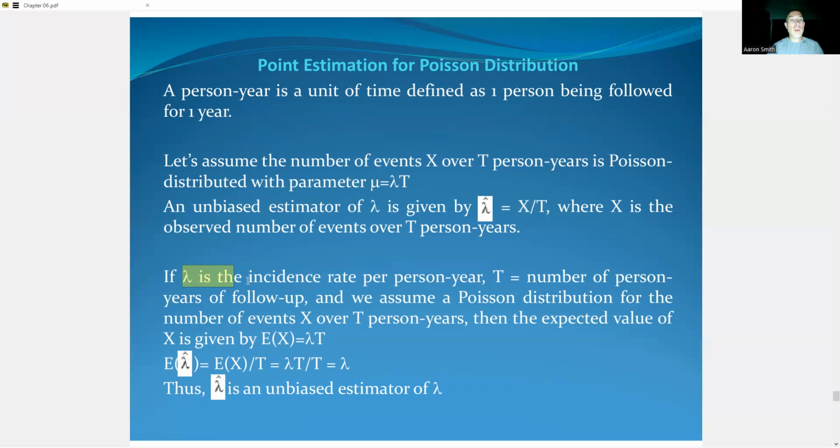If mu is the incidence rate per person year, T is the number of person years of follow-up, and we assume a Poisson distribution for the number of events X over T person years, then the expected value of X is lambda times T. That shouldn't be surprising given it's a Poisson distribution. So the expected value of lambda hat is equal to the expected value of X divided by T. T is a constant, so we replace the expected value with lambda T, and we just get lambda. So lambda hat is an unbiased estimator of lambda.